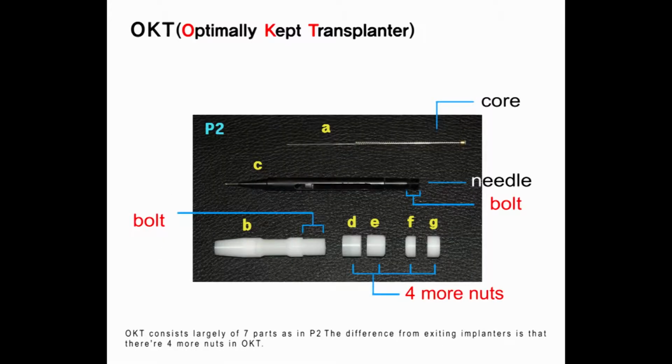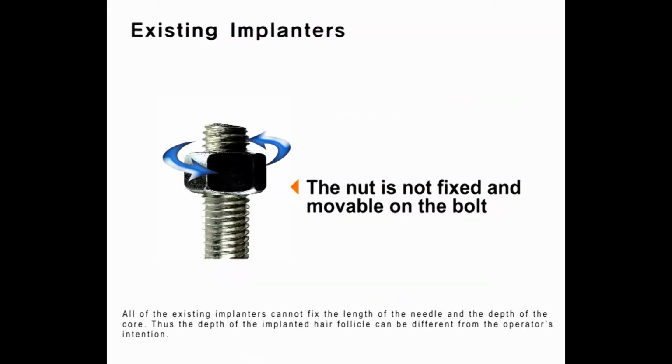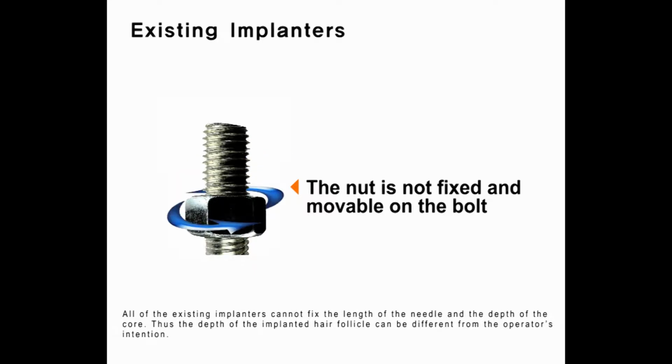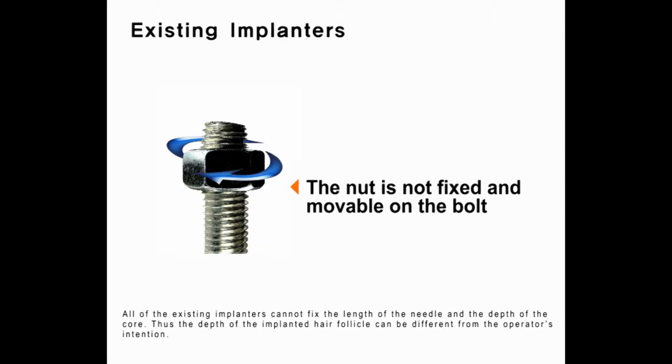OKT consists largely of 7 parts as in P2. The difference from existing implanters is that there are 4 more nuts in OKT. All of the existing implanters cannot fix the length of the needle and the depth of the core. Thus, the depth of the implanted hair follicle can be different from the operator's intention.